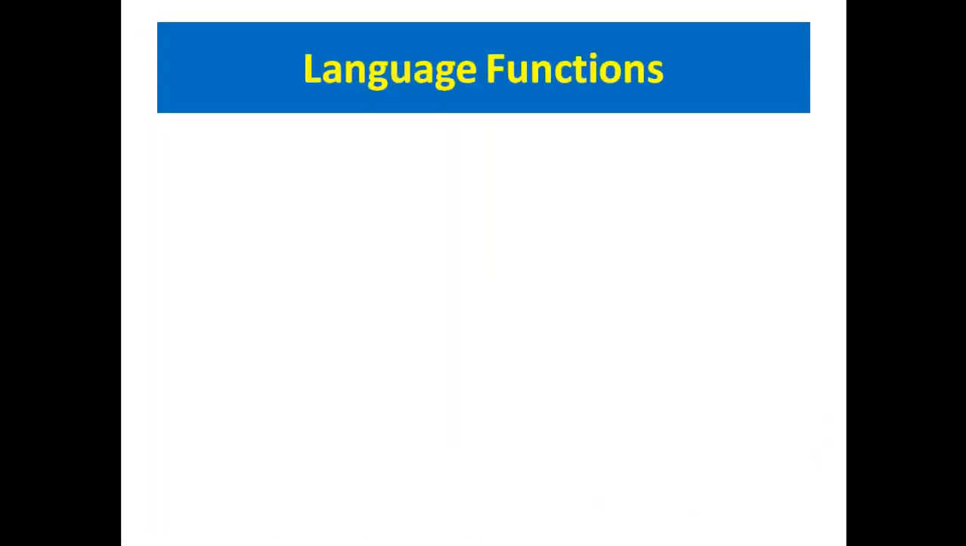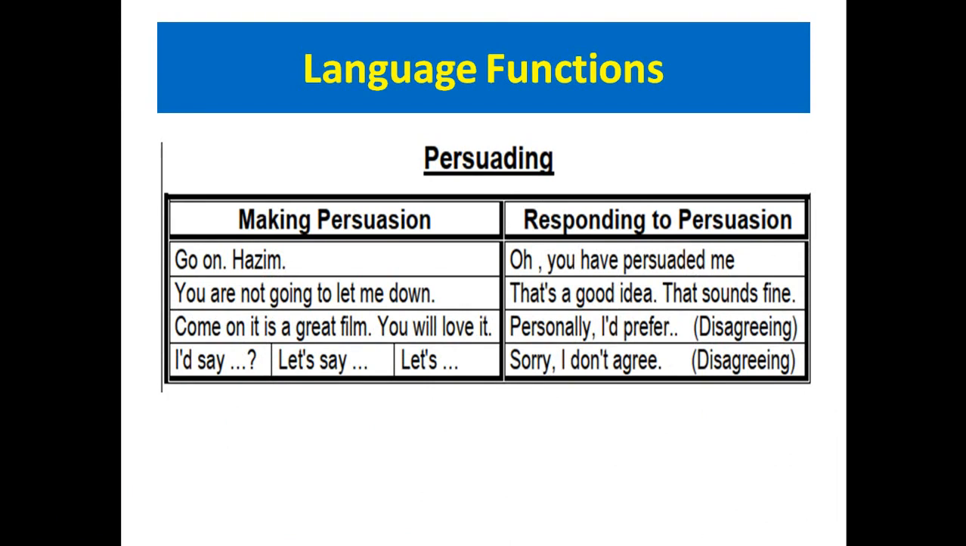Now we come to the language functions. Here we want to talk about how to persuade someone, how to make persuasion. We can say, go on Hazem. Go on means I'm trying to encourage him or persuade him to do something. Number 2, I can say, you are not going to let me down. So if he refused to do what I suggest, this may let me down or disappoint me. So I say you are not going to let me down.